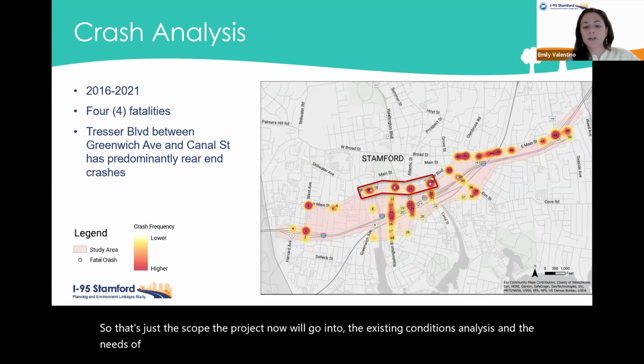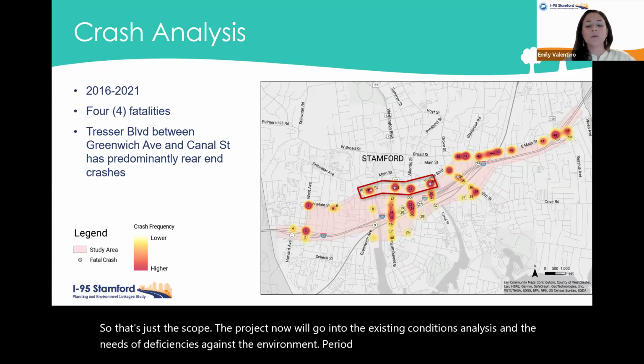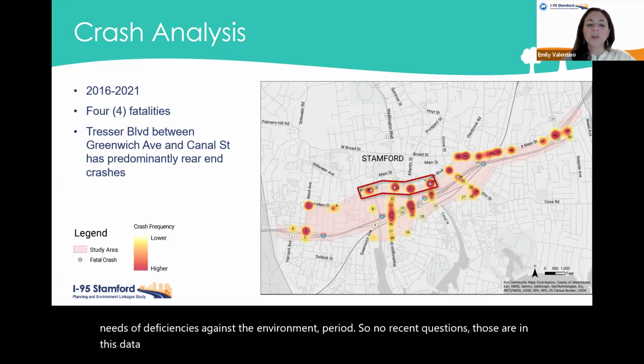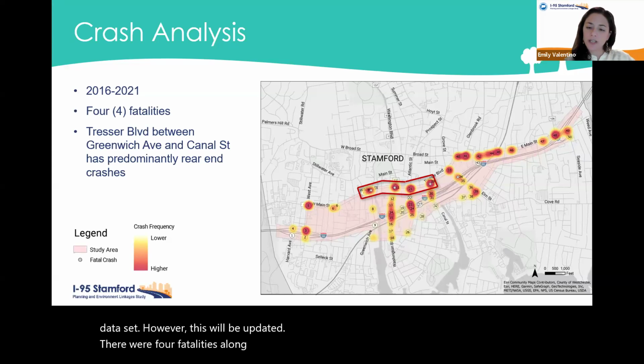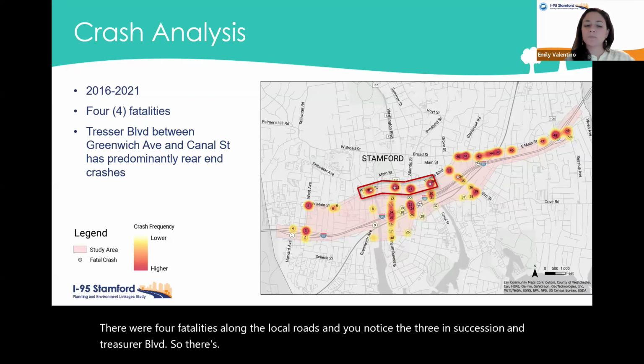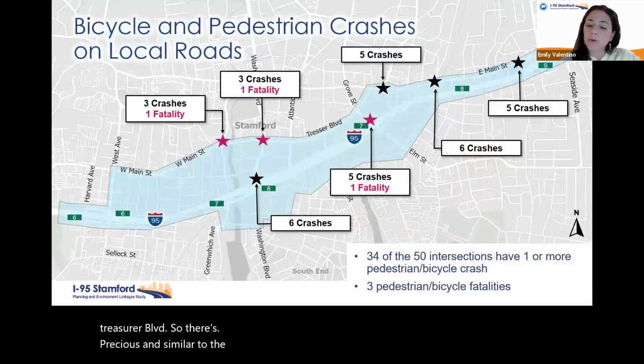Again, same 5-year study period, so no recent crashes are in this data set. However, this will be updated. There were 4 fatalities along the local roads, and you'll notice the 3 in succession there on Tresser Boulevard. So there's very much a hot spot on Tresser for ped and bike crashes. And similar to the main line, the most predominant crash type along the local roads are rear end.